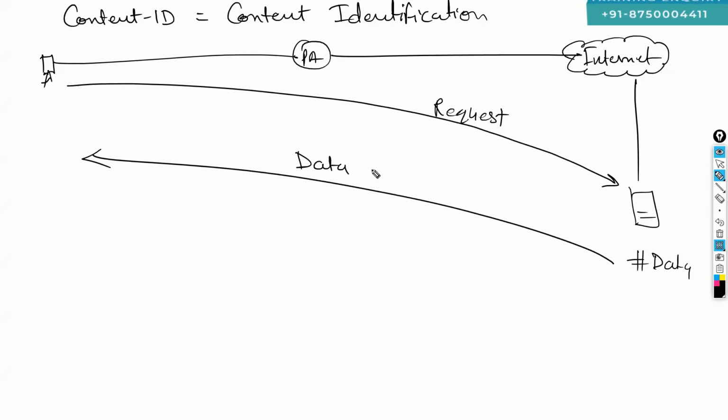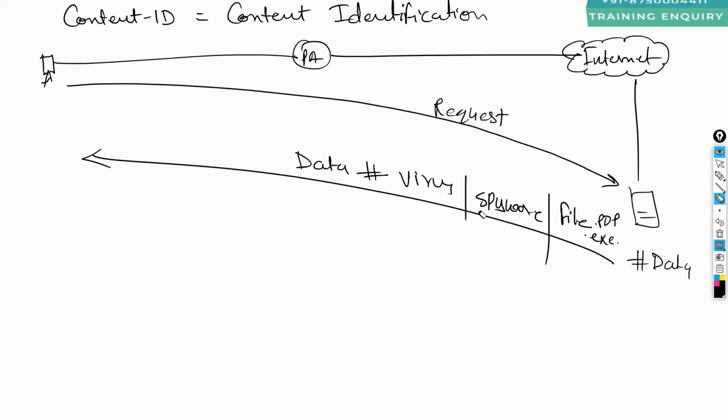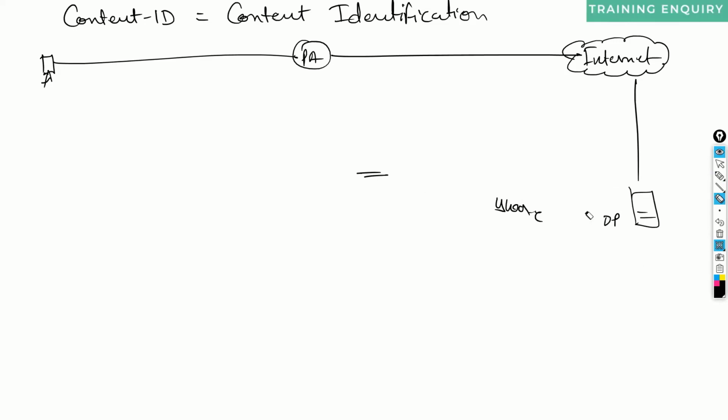But it is also possible that the data can have a virus or spyware. There can be some file formats like .exe or .pdf files which are not allowed to be downloaded in the organization, for example, but yes, the user can do it. So we want to control that. To control that kind of transaction, so that the user is not able to download viruses, spyware, and files in our organization, we have to enable Content-ID on the Palo Alto Firewall.